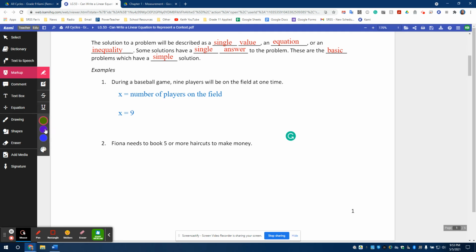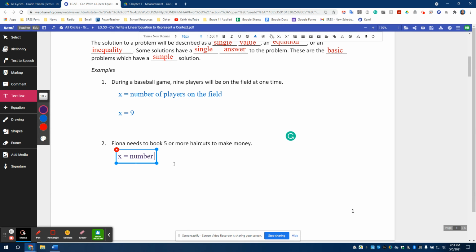I guess that didn't work to highlight. Let's try maybe a different color. Maybe not, that's okay. So she needs to book 5 or more. What we're talking about here is the number of haircuts. So we know that our variable x is going to be the number of haircuts booked. She needs to book 5 or more haircuts each day to make any money.